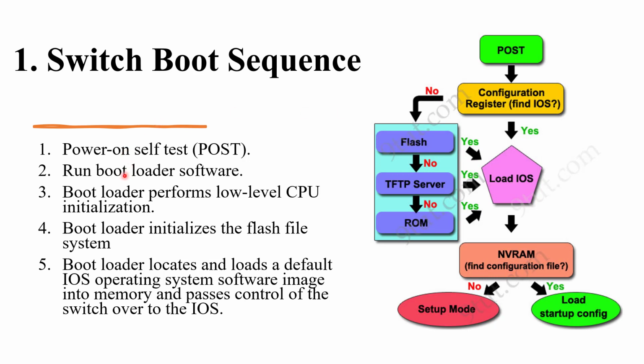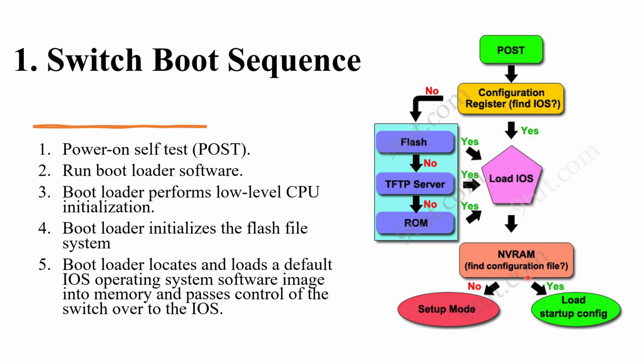Then the boot loader, or bootstrap loader, is going to search where the IOS is. It will find the IOS either in the register, or in flash, or on the TFTP server, or in the ROM, somewhere. Now your operating system, the IOS, will be loaded. Then it searches for the previous configuration file. Usually the configuration file will be available in the NVRAM. If it is available, it will be loaded and your switch or router is ready. You can continue with that.